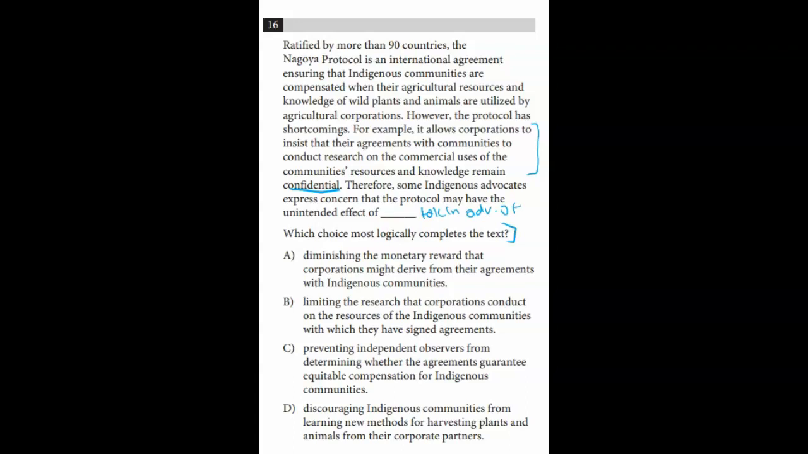If you can read that, taken, that's an E, advantage of. Because other people can't comment on whether their deal was fair or not. So these companies could be screwing over the indigenous populations, but whatever. Let's look at the answer choices.